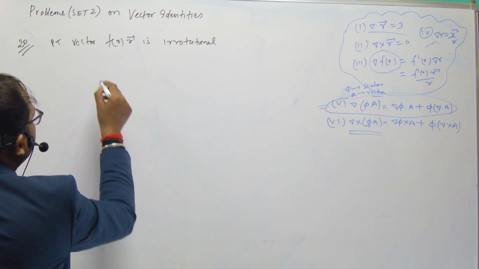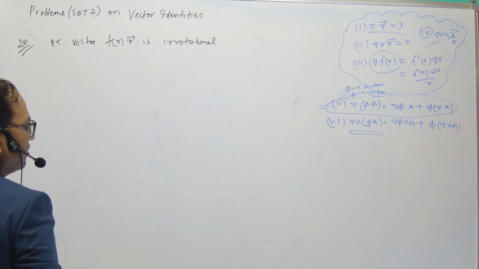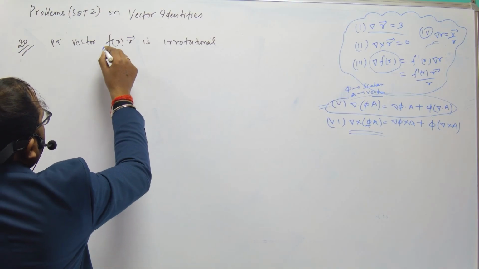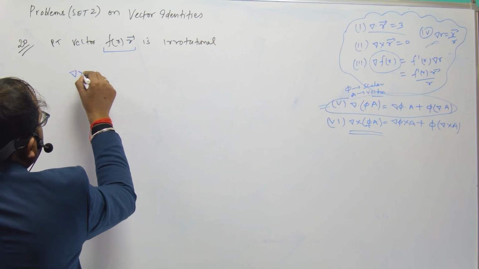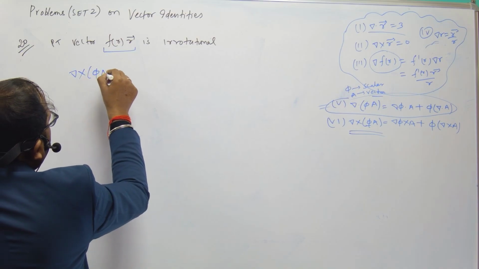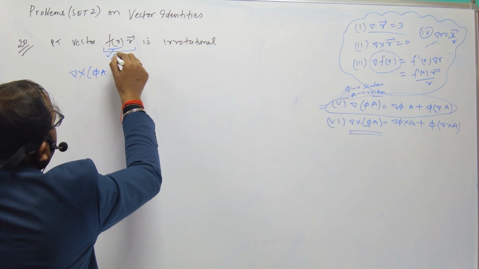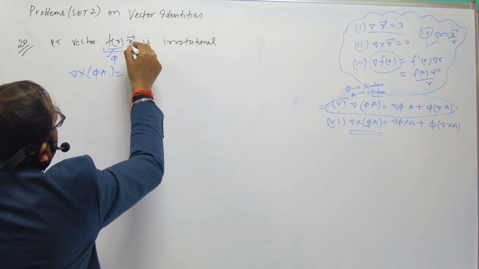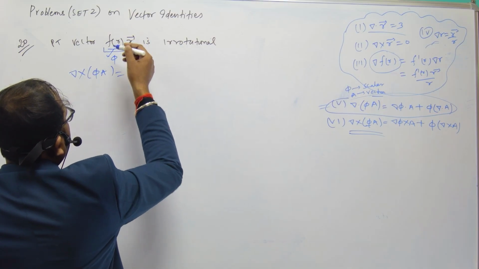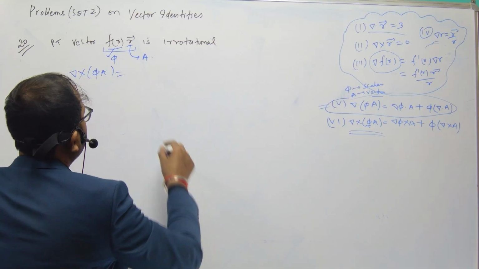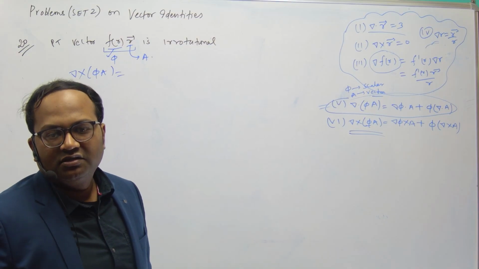Curl of phi a. When a vector is said to be irrotational, then the curl of that vector is 0. So let us consider this as phi a. Let us take f(r) as phi, because phi is the scalar quantity and r is the vector quantity, and this as a. Let us find this. After finding the curl of this whole vector phi a, if the result is 0, then we can say that the vector is irrotational.